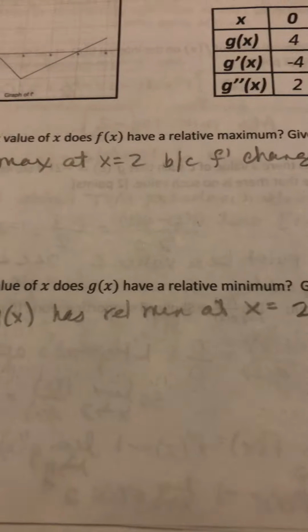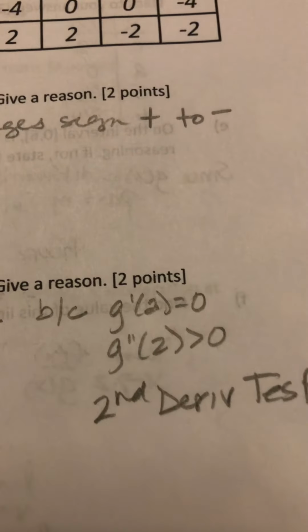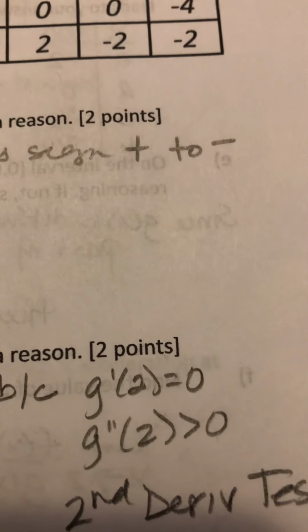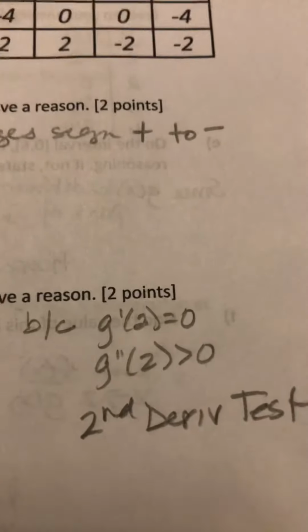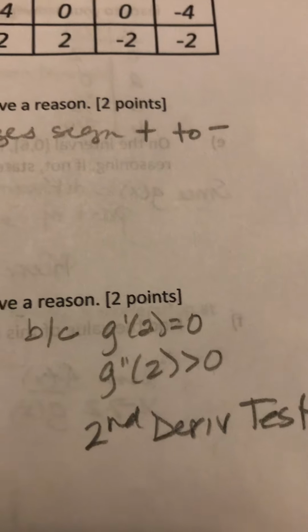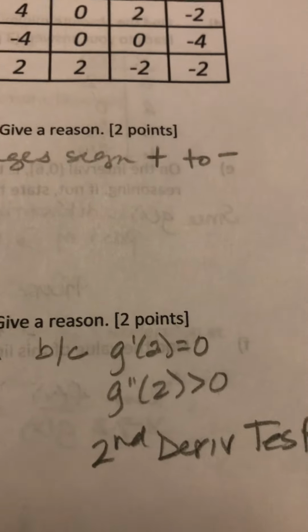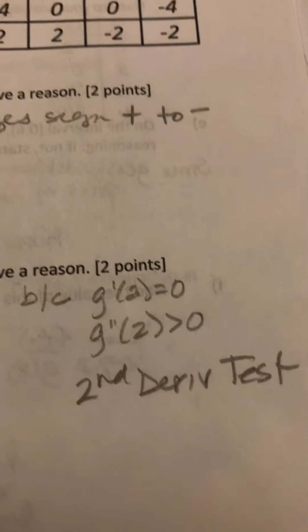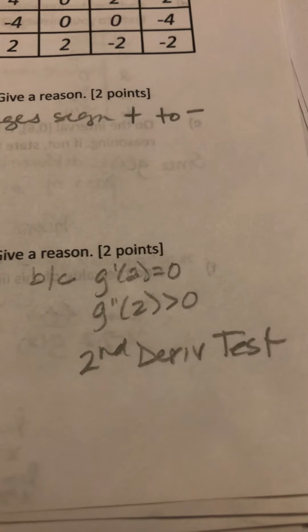So this is where we have to use, yes, there is a relative minimum at g of 2 because g prime of 2 equals 0, but now we use the second derivative test. G double prime is positive. If our function has a second derivative that's positive, it means it's concave up. And when you think about a concave up function, what does that have? It has a relative minimum. So you just have to say because g prime of 2 equals 0 and g double prime of 2 is positive, we have a relative minimum by the second derivative test.